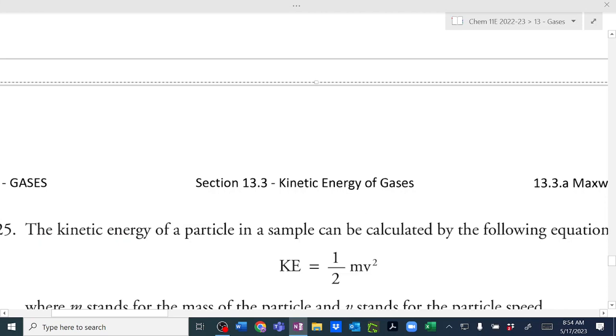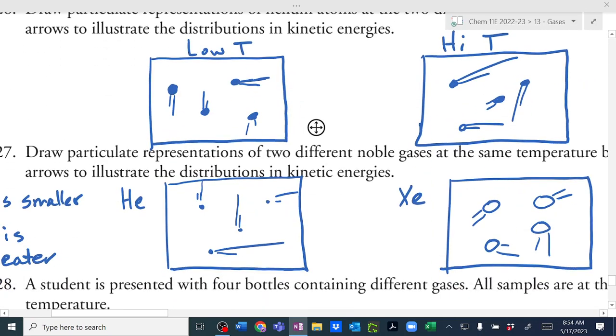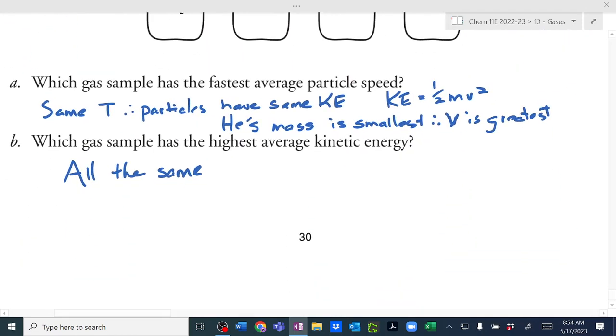13.3a, and that is question number 28. They will all have the same kinetic energy because they're all at the same temperature. We were right. Okay, good.